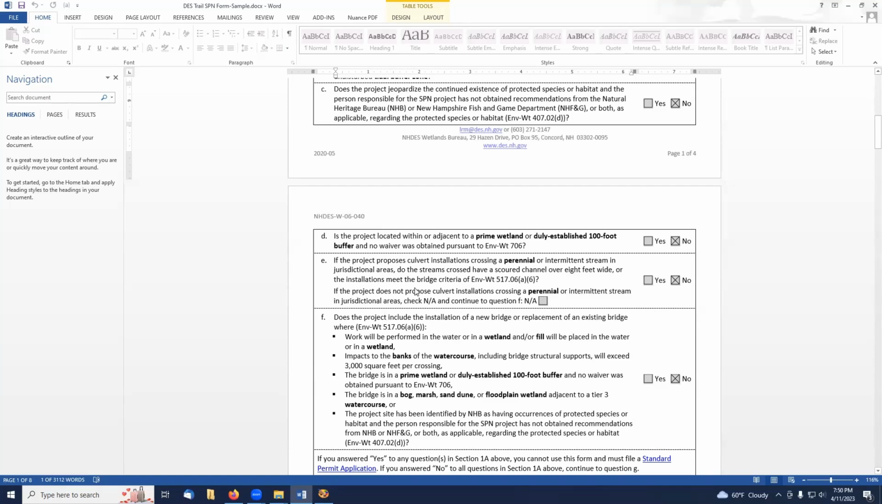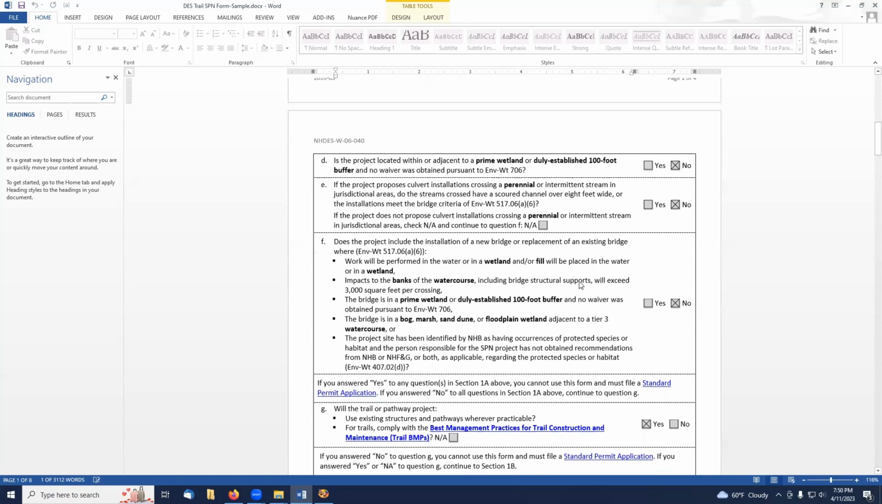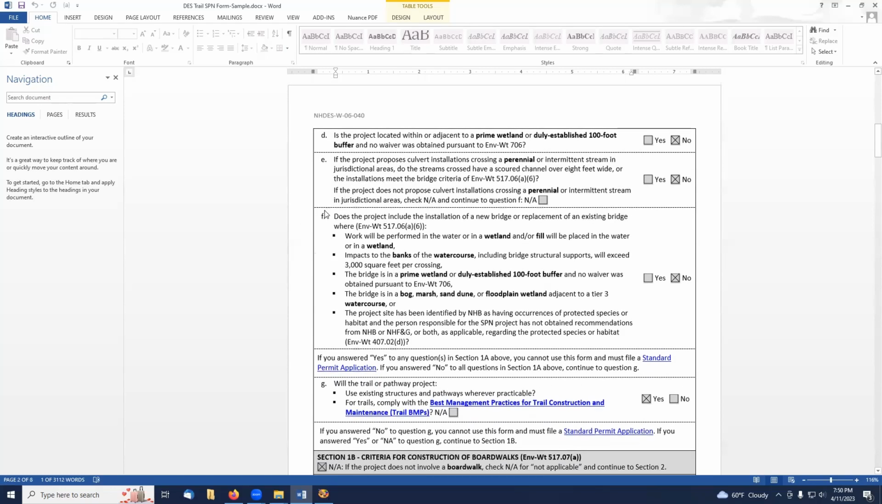Okay, if the project does not propose culvert installations crossing a perennial stream or intermittent stream, check NA and then continue. So obviously I am putting in a culvert, so I can't check NA. So that we now can move to number F. Okay, does the project include the installation of a new bridge or replacement of an existing bridge?